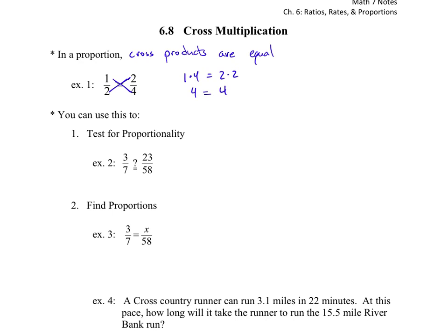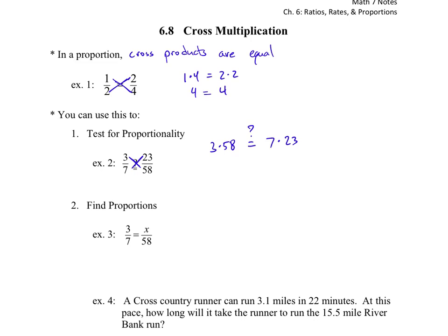They're equal. So you can use this newfound talent of yours to, first, test to see if things are proportional. If a question is, are these proportional, or are the ratios equal to each other, it's really easy. In this example you would just take 3 times 58, and you probably would use a calculator, and see, is it equal to 7 times 23? You're trying to figure out, are those equal?